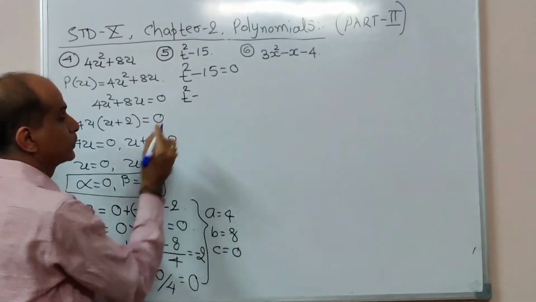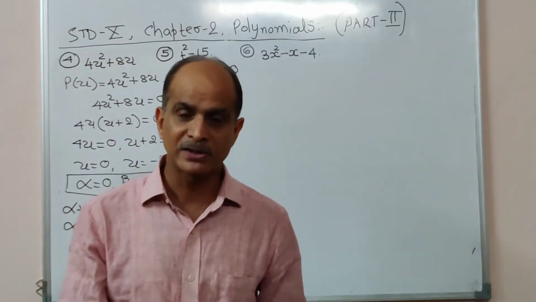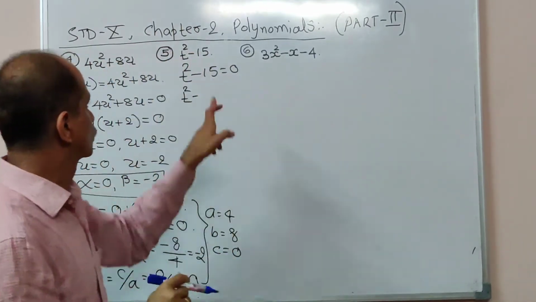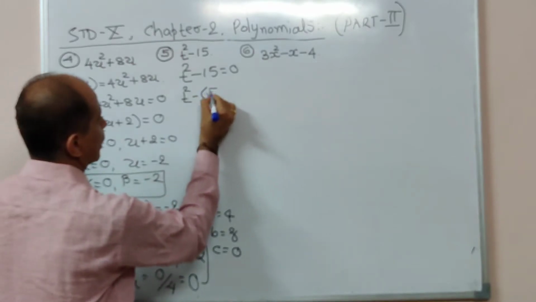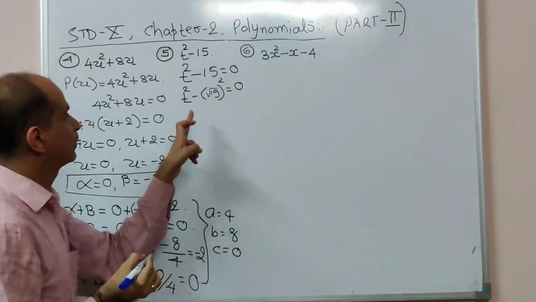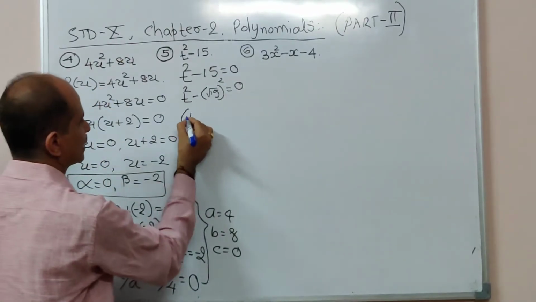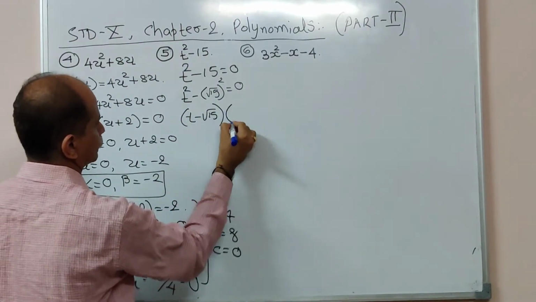Here you have to use one special method of factorization, and that is the difference of two squares. So t square minus 15, where 15 you can write as under root 15 whole square, is equal to 0. Now you know a square minus b square has factors a minus b and a plus b.